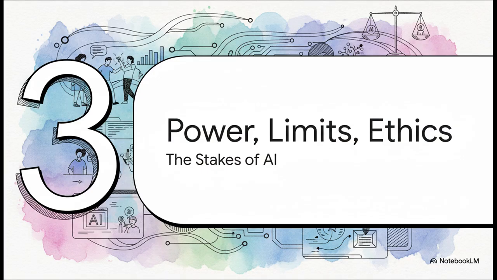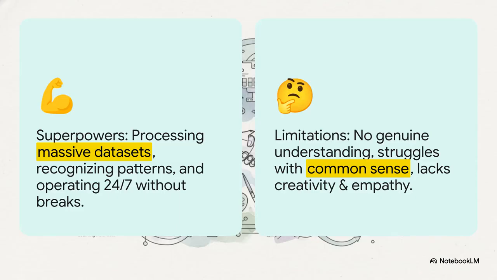Your journey then took a really important turn into some trickier topics. You went beyond just the science and started to really wrestle with AI's impact on the real world and, well, the pretty high stakes involved. I love this slide because it captures one of the biggest things you learned. AI has these incredible superpowers, right? It can sift through giant piles of data and work 24/7, but, and this is a big but, it also has major limitations. It doesn't actually understand anything, it has zero common sense, and it can't be creative or empathetic. It's a powerful tool for us, not a replacement for us.